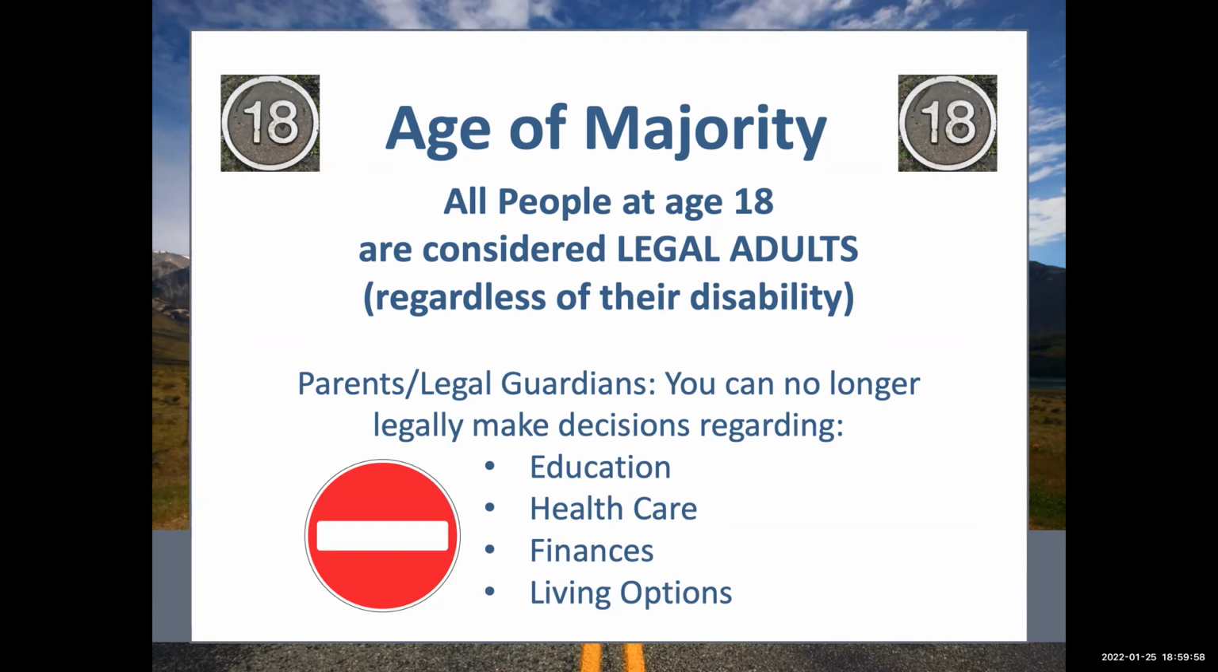So when we talk about age of majority, if there's anything you remember of this slide, all means all. All children that turn 18 are adults, unless otherwise deemed by a court, regardless of their disability. We get a lot of parents that call us afterwards, and we really try to put it home that it doesn't matter what your child's disability is. When they turn 18, they're an adult. They can make their own educational decisions, healthcare decisions, finance decisions, and living options, whatever they want, and you're not involved.